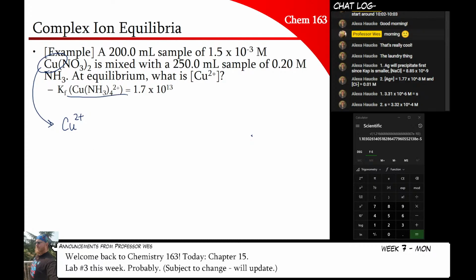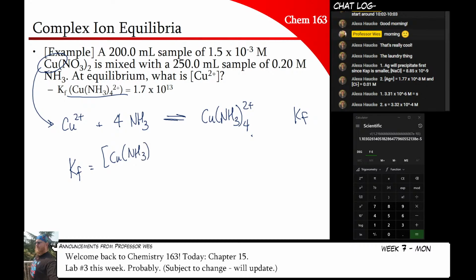This must be the complex that I form. So I would write an equation like this. And then I know what Kf for this is. So I could write Kf equals how much of this I made, the complex with the 2 plus, divided by copper 2 plus, and then ammonia to the 4.